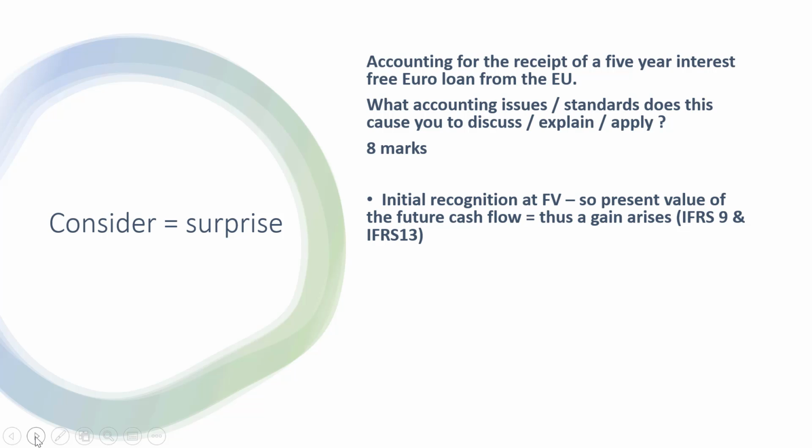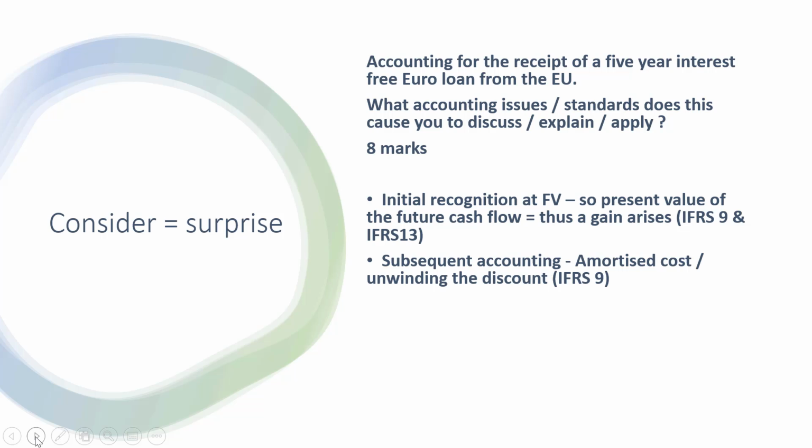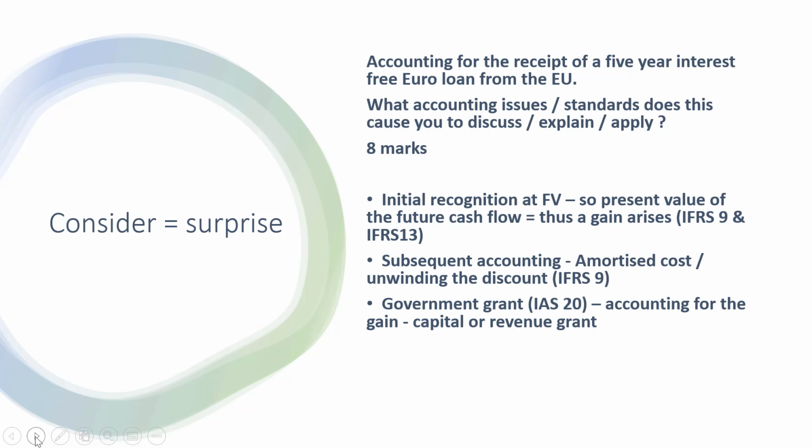It's a liability, it's initial recognition, it's at fair value, you've got a gain arising, you're better off. Of course you're better off. You've received an interest-free loan. Why have you received an interest-free loan? You've received it from the European Union. And the European Union are a government. They're helping you. They're giving you a soft loan. So part of that is therefore about government grants.